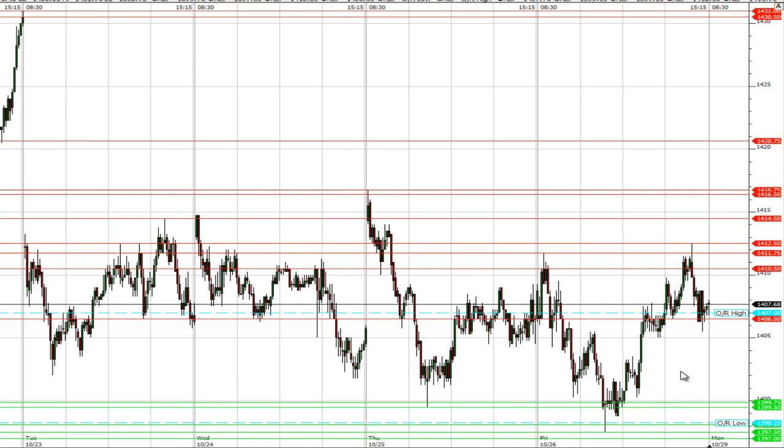But if we open and we don't test one side or the other, and we're just kind of going sideways, more than likely the day is not going to develop any sort of trend, right? No side will really have taken control. We'll probably just stay within this balance area for yet another day.